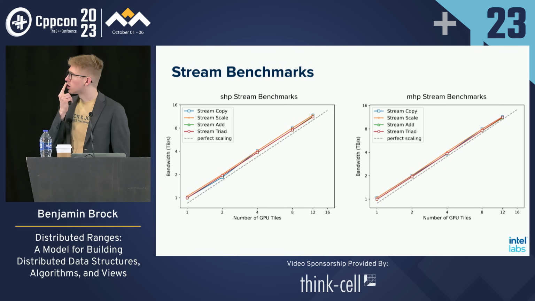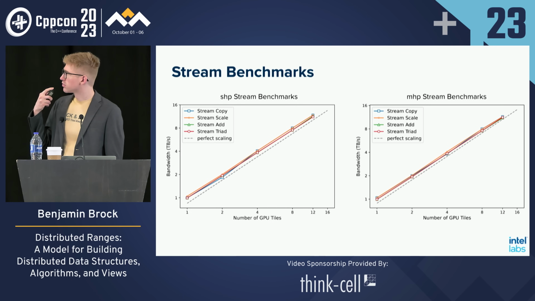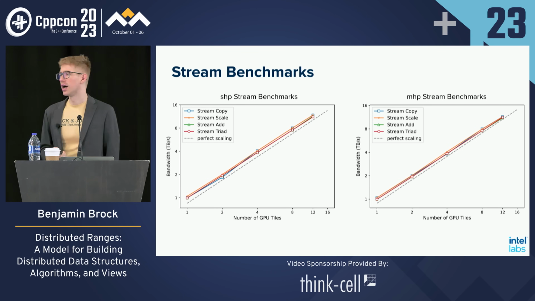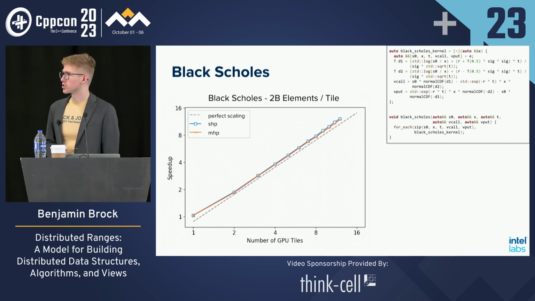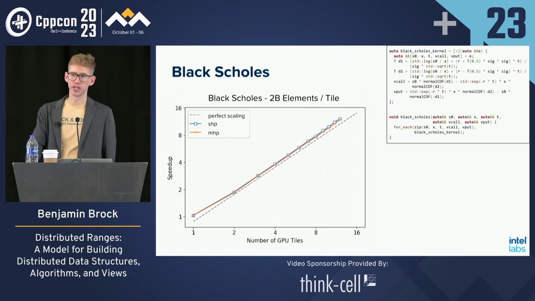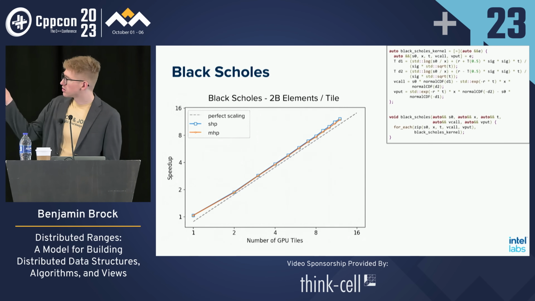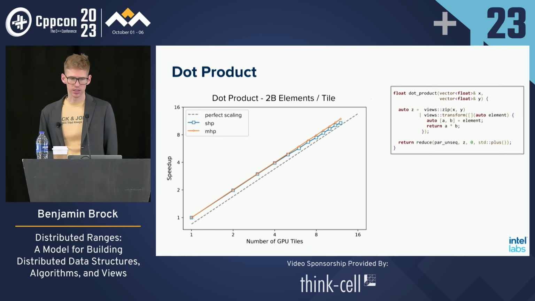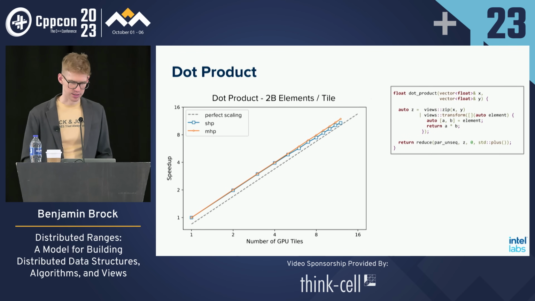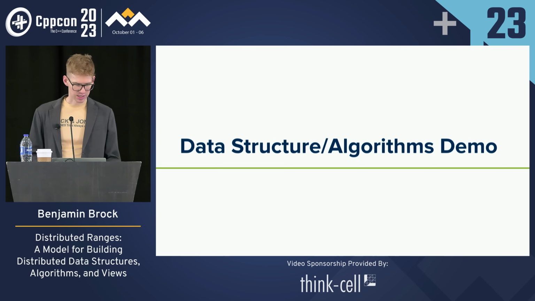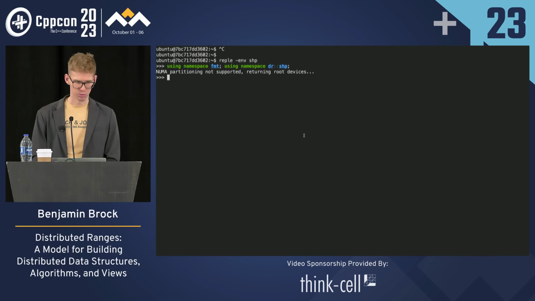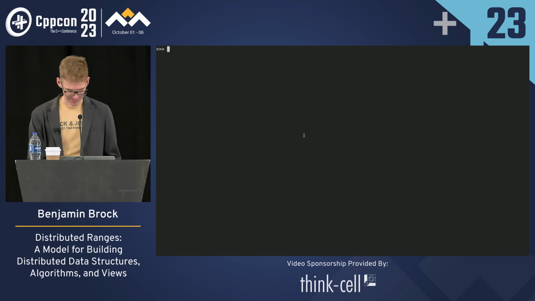Okay, so I won't dwell too long on this, but we've run a collection of standard C++ benchmarks. By no means do we have full coverage, but we do think this is a really interesting example of how you can build on top of ranges and execute what is standard C++ across multiple GPUs or multiple nodes. So we see good scaling in this scenario. So now I would like to try to do a demo, which is going to be very exciting, I'm sure, because you never know if it's going to work, particularly when you do it live.